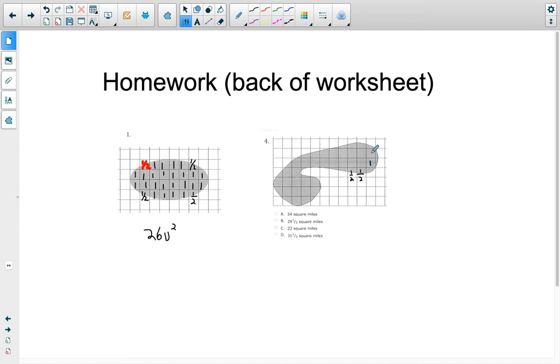I would count these two as 1. I probably wouldn't count this one. I'd count this one as half. And 1, 1. 1, 1, and a half. Probably wouldn't count that one. 1, 1. Wouldn't count this one, it's less than half. We count each of these as 1. This is quite a bit more than half. I'd count that as 1.